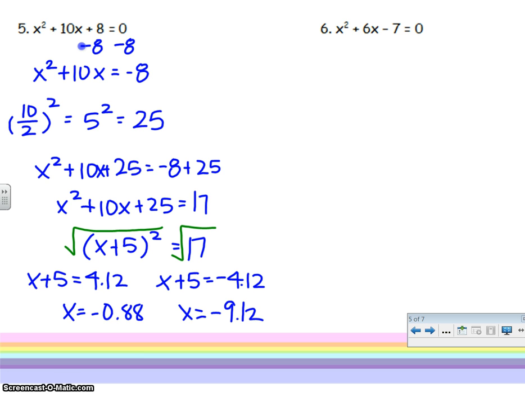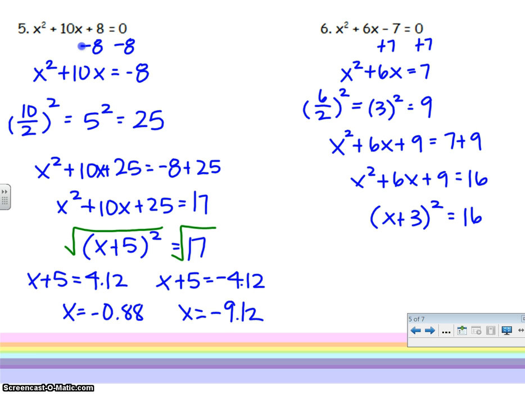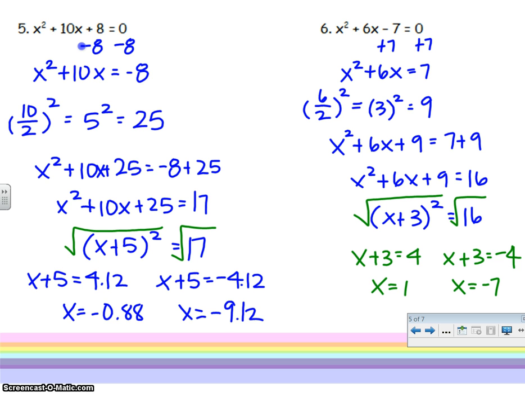Next one, same type of thing. We need to first move that minus 7 to the other side. And we'll go through this same process of completing the square. 6 divided by 2, quantity squared. And so our missing value is going to be 9. We factor this to be x plus 3 quantity squared equals 16. And likewise, we'll square root both sides. So we will have x plus 3 equals 4, or x plus 3 equals negative 4, giving us our two solutions of 1 or negative 7.